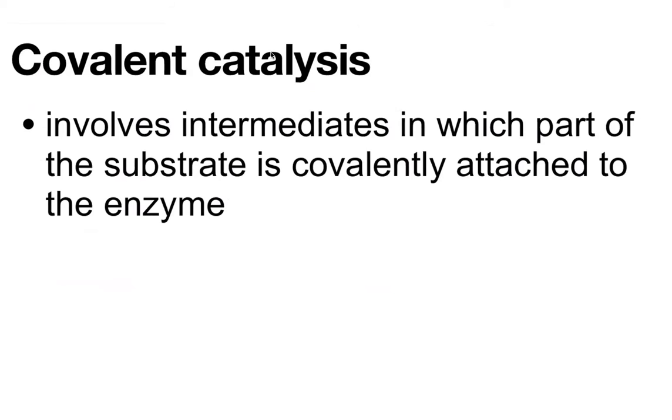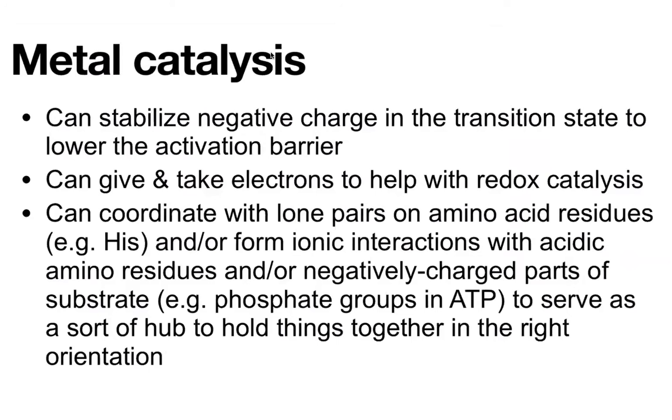We'll look at some examples of this later, such as a serine protease, in which our enzyme is actually forming a covalent intermediate with the substrate itself. And finally, we have metal catalysis. Metals are really awesome. They can do things like stabilize negative charge in that transition state, helping lower that activation barrier. We'll see that they can give and take electrons to help with redox catalysis. So we'll see this a lot when we go into metabolism next semester.